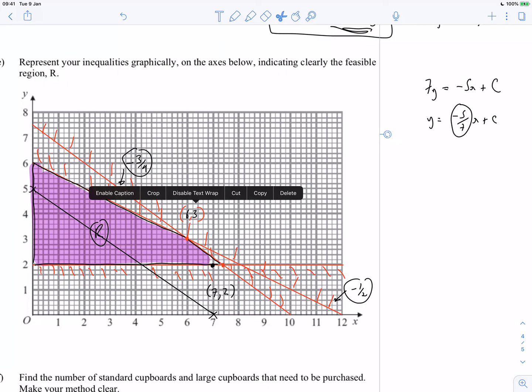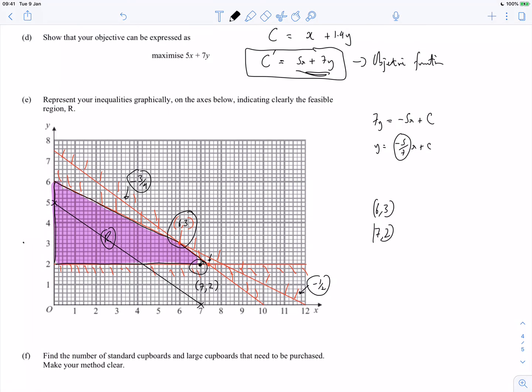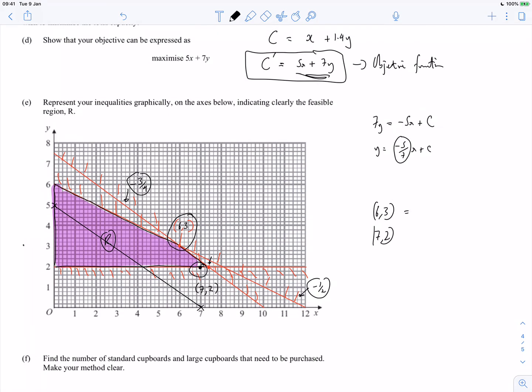And you know what? If in doubt, you can always substitute in to check. So we've either got this 6,3 or we've got this 7,2. Remember, we can't have that vertex because it's not an integer solution. So the two ones we need to check are 6,3 and 7,2. So we want to optimize either 5 lots of 6 plus 7 lots of 3, or is it going to be 5 lots of 7 plus 7 lots of 2?